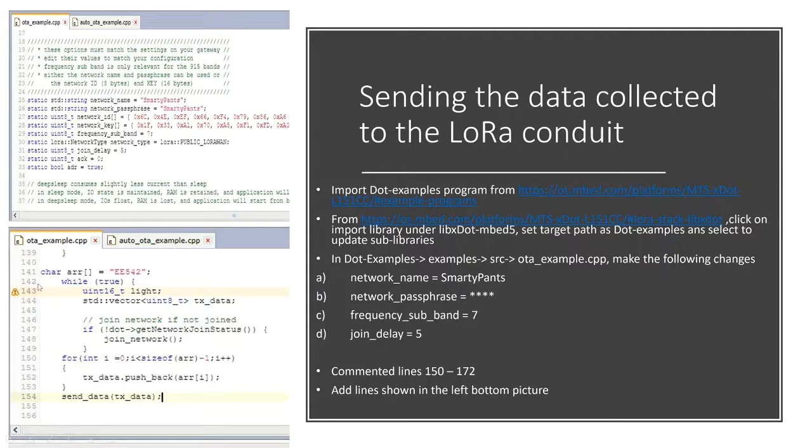So in line 141 we put a char array EE542, and we put this for loop for int i is equal to 0, i less than size of array minus 1, i plus plus, transmission data push_back array of i, and we sent this data using send_data, and we commented out the lines from 150 to 172.